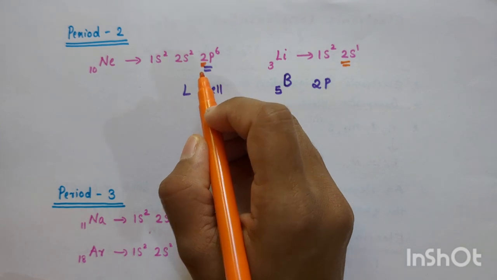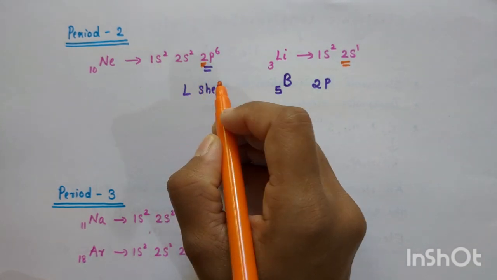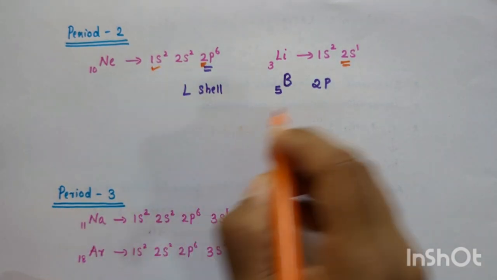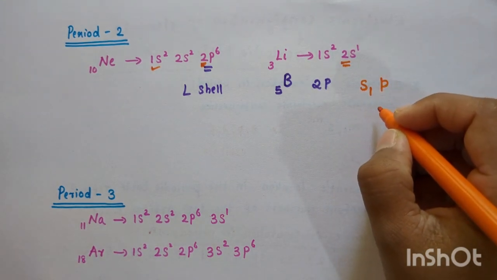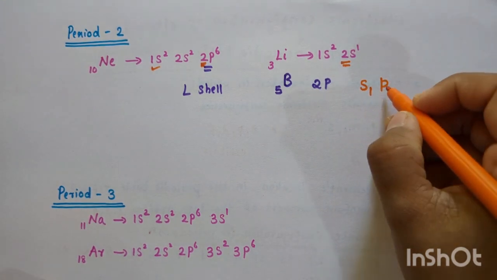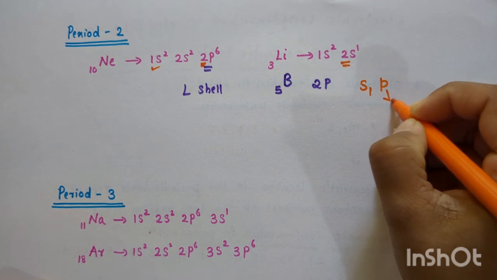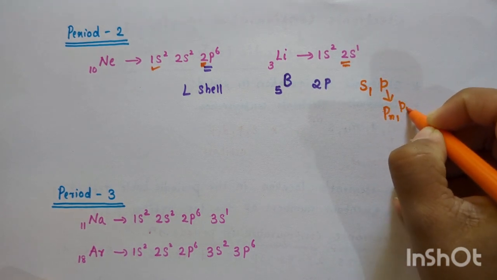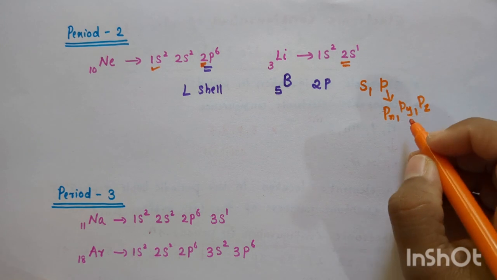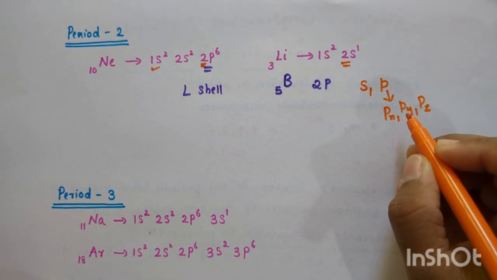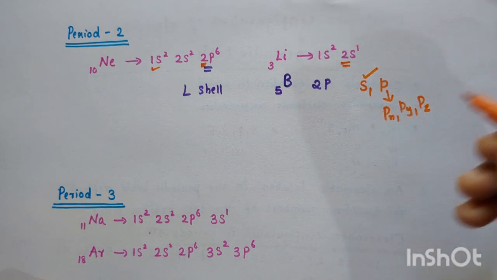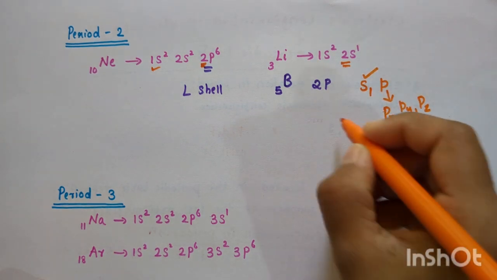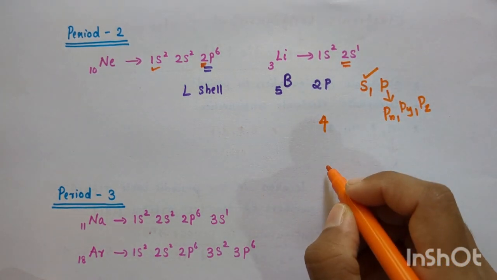Now you see the atomic orbitals available here are the s orbital and the p orbital. So s and p orbitals are available for the second period elements. We know that p orbital means we have px, py and pz orbitals. So the number of orbitals available here is 1 s orbital and 3 p orbitals. So total 4 orbitals are available.